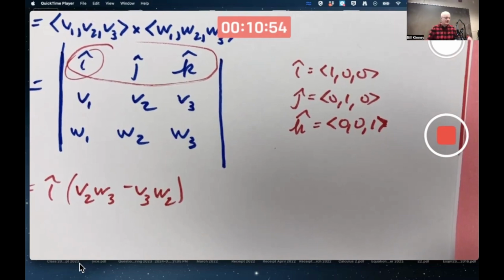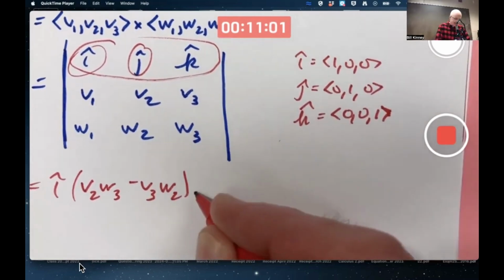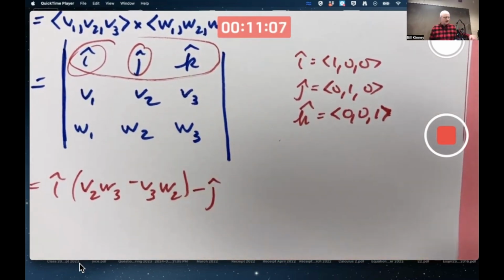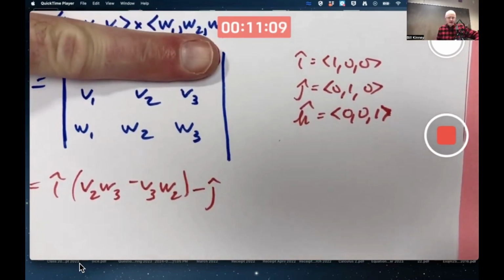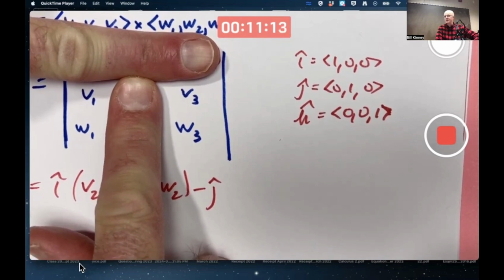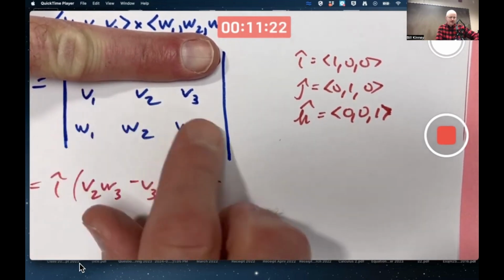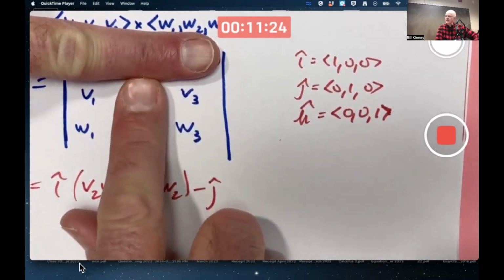For the next step, you go to the next entry in that first row, J hat, and write it down, but with a minus sign, minus J hat. You cross off the row that contains J hat and the column that contains J hat. You're left with the 2x2 submatrix. Multiply the negative J hat times the determinant of that 2x2 submatrix. Again, you multiply entries in the main diagonal from upper left to lower right, minus the product of the numbers on the off diagonal from lower left to upper right.